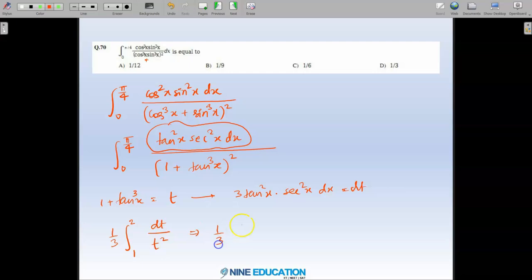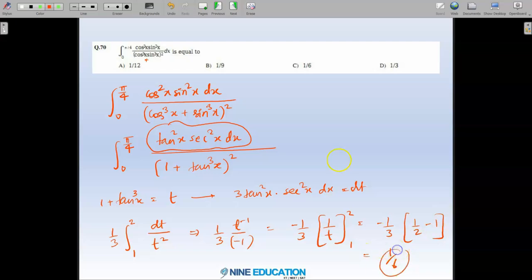It means 1 by 3, the integration of 1 by t square is basically t power minus 1 by minus 1. So it is actually minus 1 by 3 into 1 by t, with limits from 1 to 2. So minus 1 by 3, if I put the limits, it will be 1 by 2 minus 1, which is minus half. Overall I will be getting 1 by 6, which is option C.